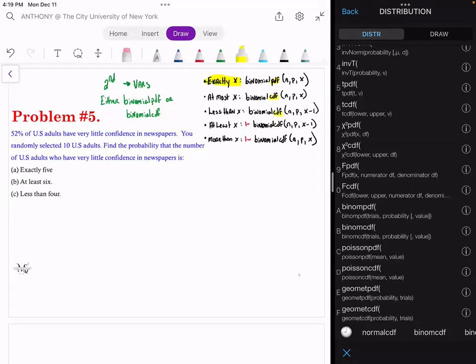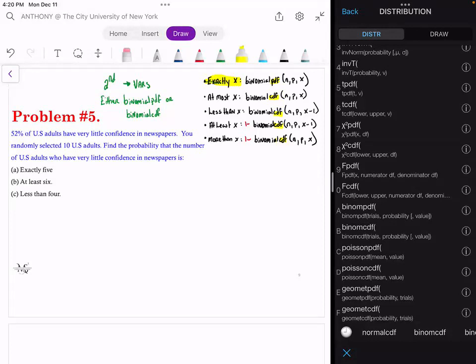Since C stands for cumulative, there's a certain way that you have to enter the values. For at most x or less than x, all you would need to do is enter the values of n, p, and x, or n, p, and x minus 1. For the at least or more than, you would have to begin the problem by doing 1 minus binomial CDF of n, p, x minus 1, or n, p, x.